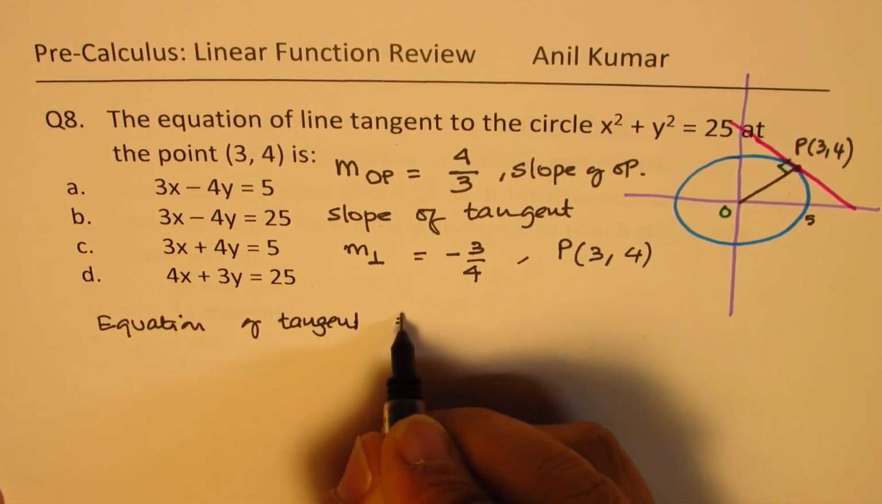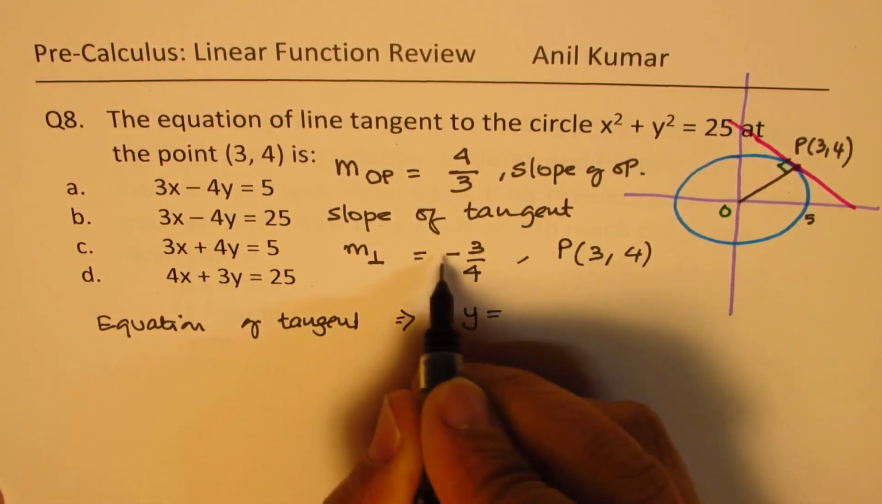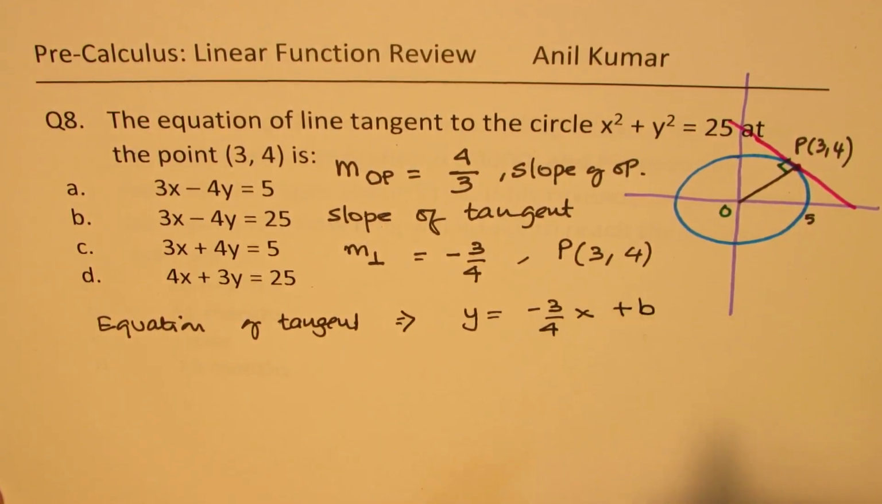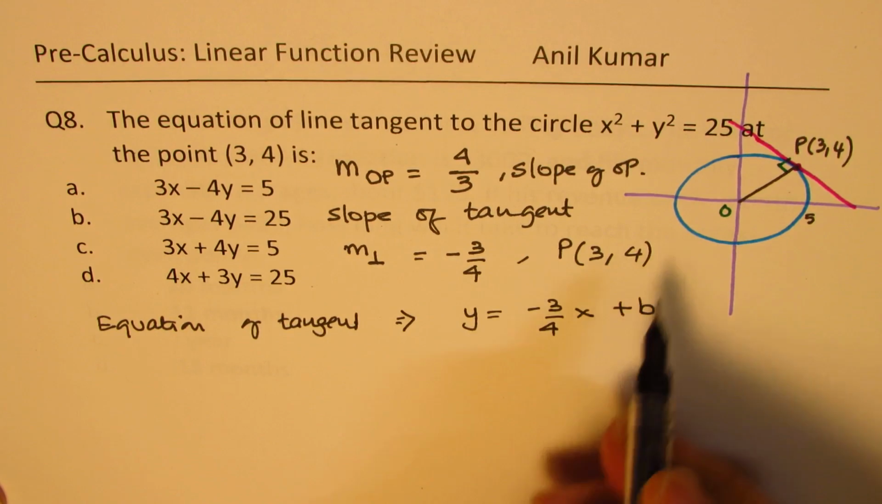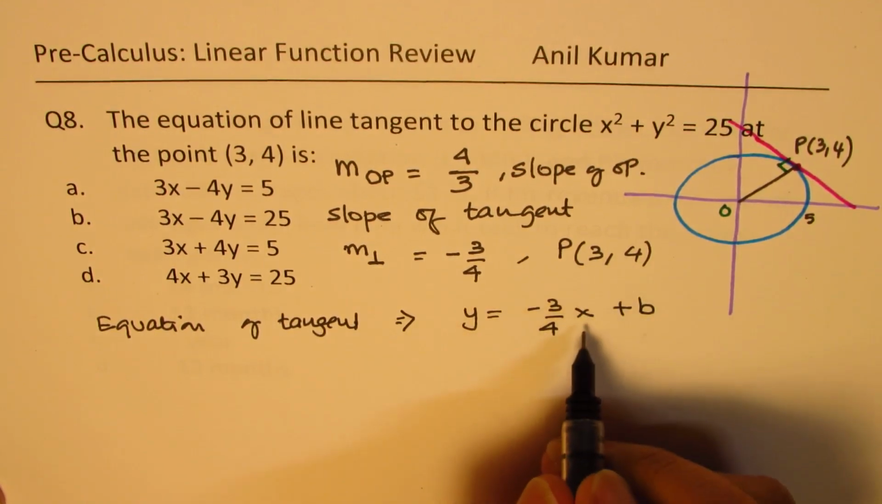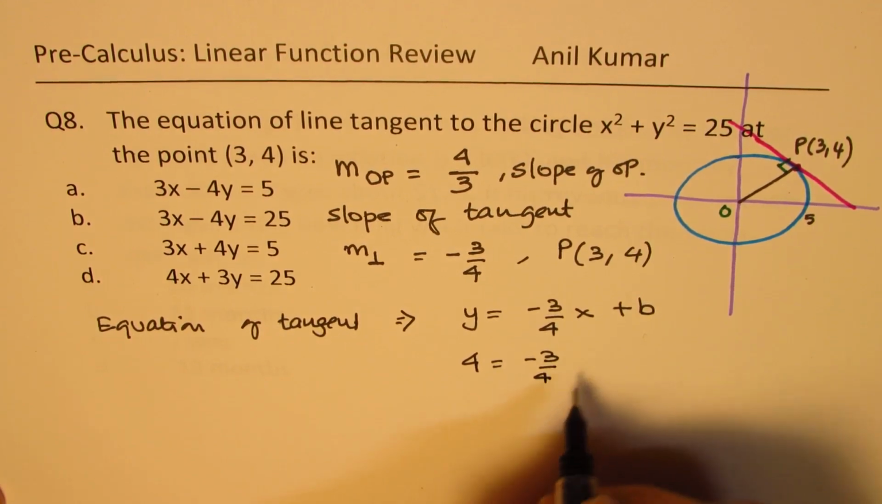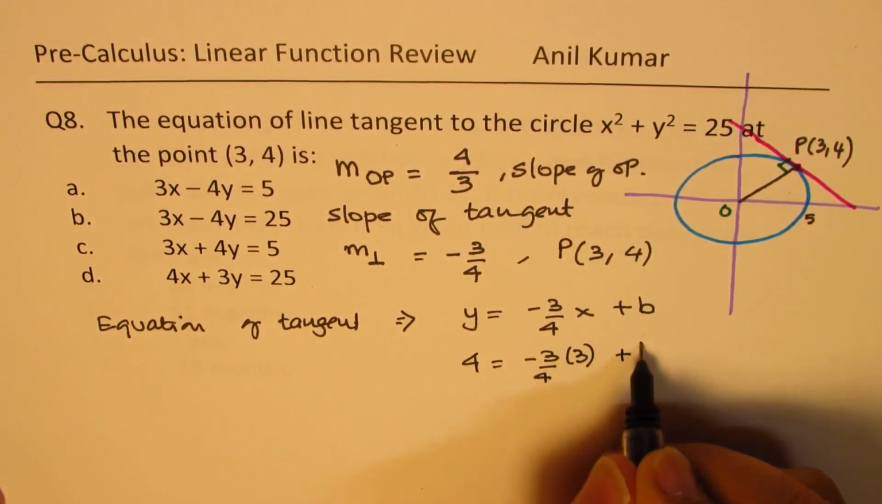The equation will be y equals slope, minus 3 over 4, x plus b. To find the value of b, we'll substitute point (3, 4). So 3 is the x value, 4 is the y value. So we get 4 equals minus 3 over 4 times 3 plus b.